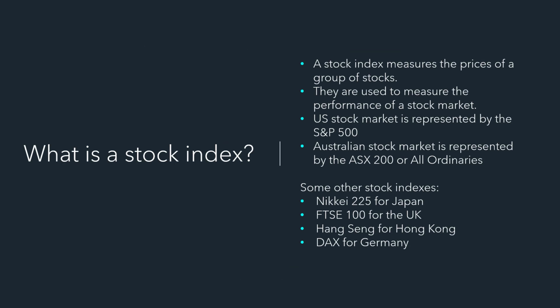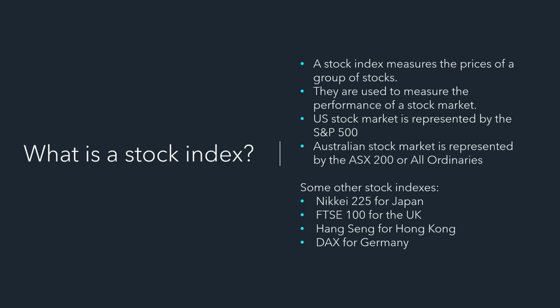Now that we have defined what an index is, we can find out what a stock index is. A stock index is like the Consumer Price Index, but instead of measuring the prices of a basket of goods and services, it measures the prices of a group of stocks. Stock indexes are used to measure the performance of a stock market.